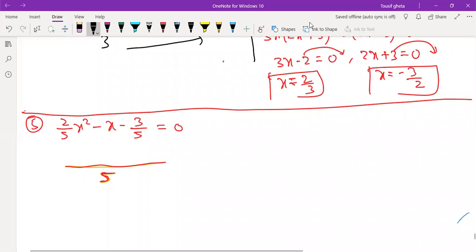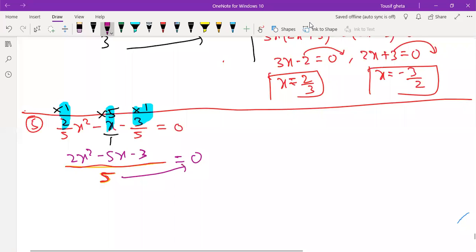So here we have 1. This will be multiplied with 1, this will be multiplied with 5, and this will be multiplied with 1. Right? Correct now? 2 ones are 2, 5 into x, and 3 ones are 3. So let's do it. 2x square minus 5x minus 3. This will go, 5 zeros are 0. So we will get here 2x square minus 5x minus 3 equals to 0.